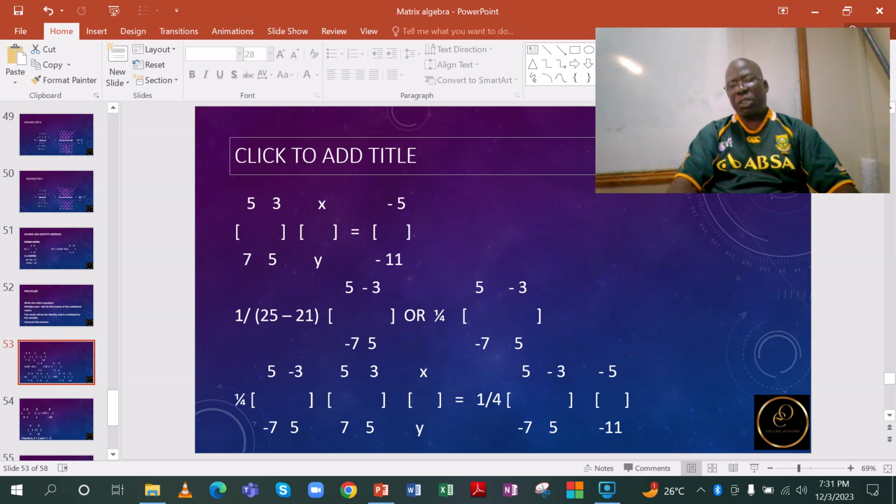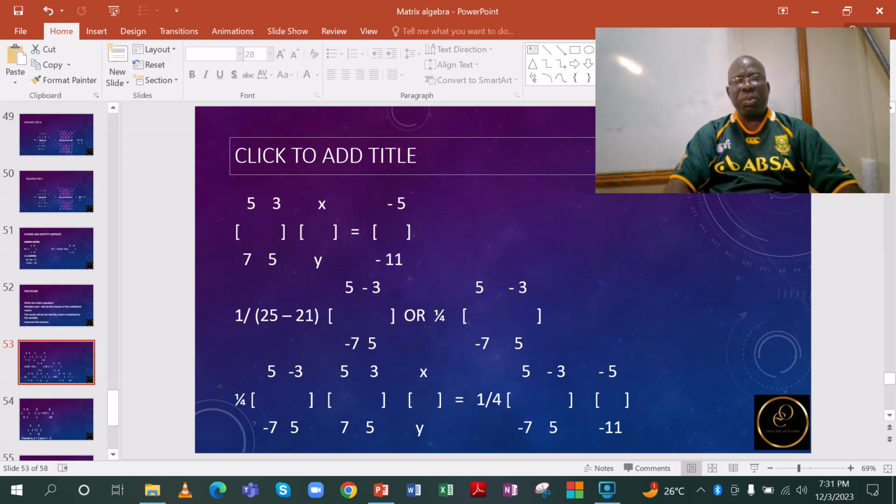You transpose the downsloping diagonal, so when the 5 and 5 swap, it just looks the same. The 5 which was here goes there, the 5 which was there comes here. But for the upsloping elements in the diagonal, you just change the sign. It was positive 3 here, it becomes negative 3. It was positive 7, it becomes negative 7. So when you multiply the inverse of the determinant into the transposed elements, you get the inverse matrix.